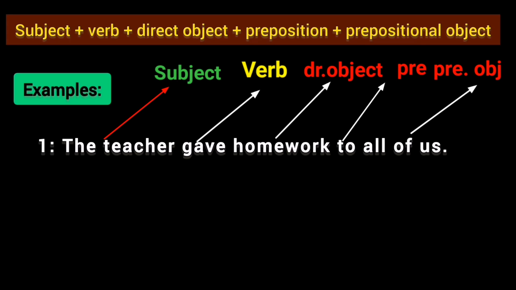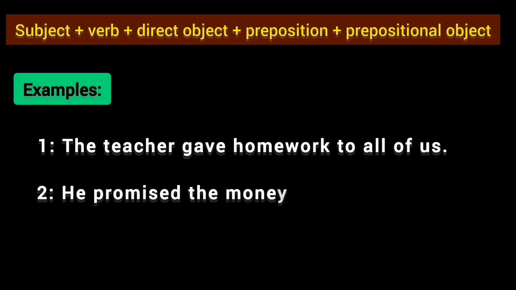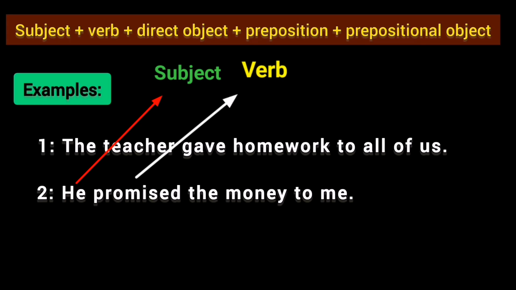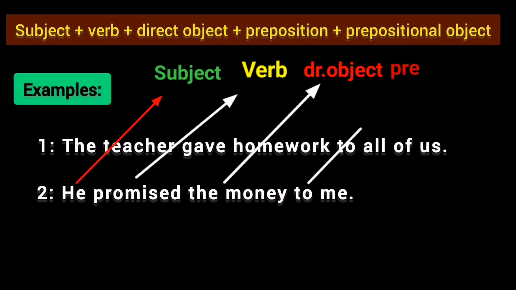You can also make sentences by this way. He promised the money to me. Look at this example. Here the pronoun, he, is the subject, and promised, is the verb, and the money, is the direct object, and, to, is the preposition, and me, is the object of this preposition.